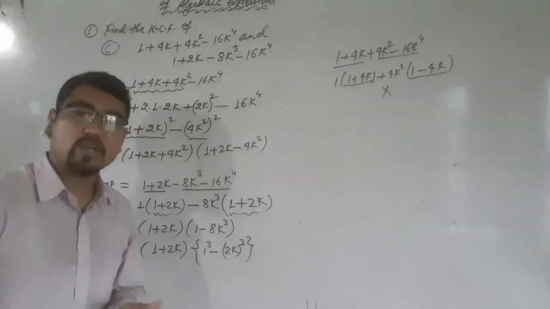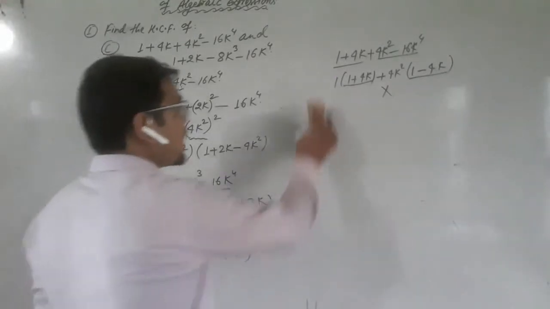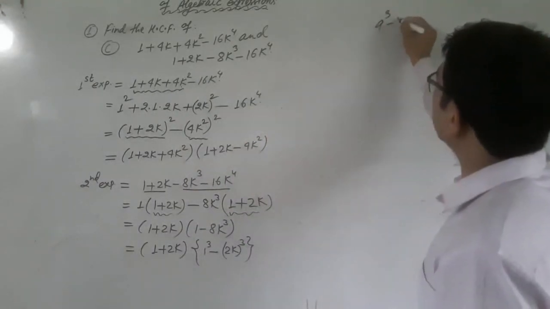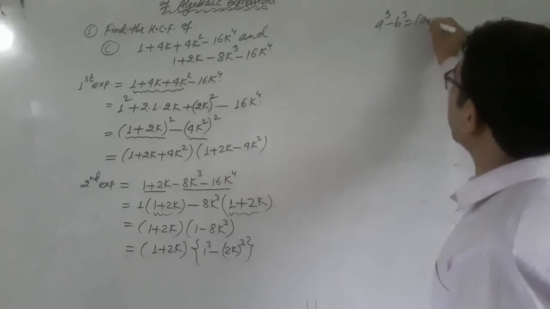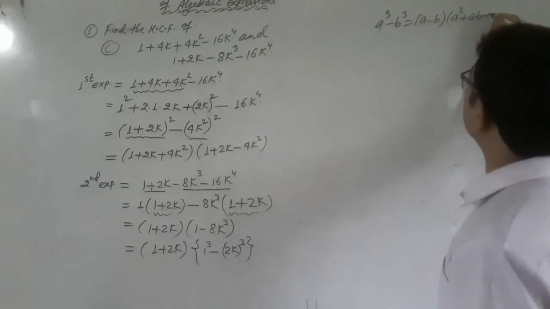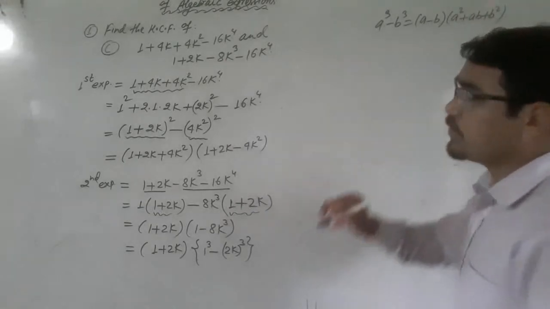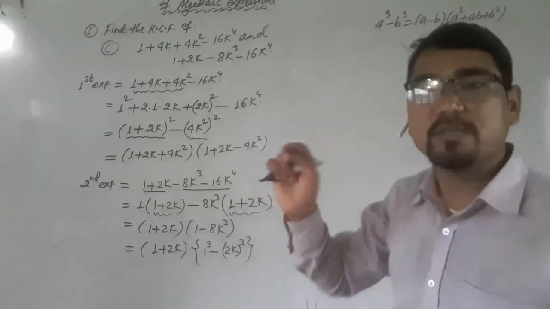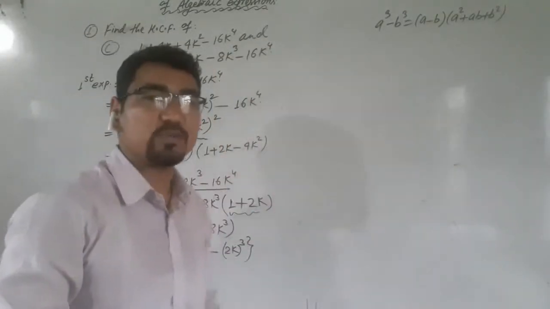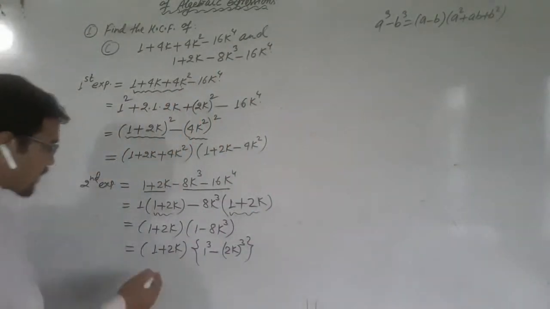The a cube minus b cube formula, you know what is the formula of a cube minus b cube? You know a cube minus b cube is equal to a minus b into a square plus ab plus b square. Dear students, you keep such types of factorization formulas in your mind. Don't forget this formula. Remember, very very useful. Without this formula, you can't do this.